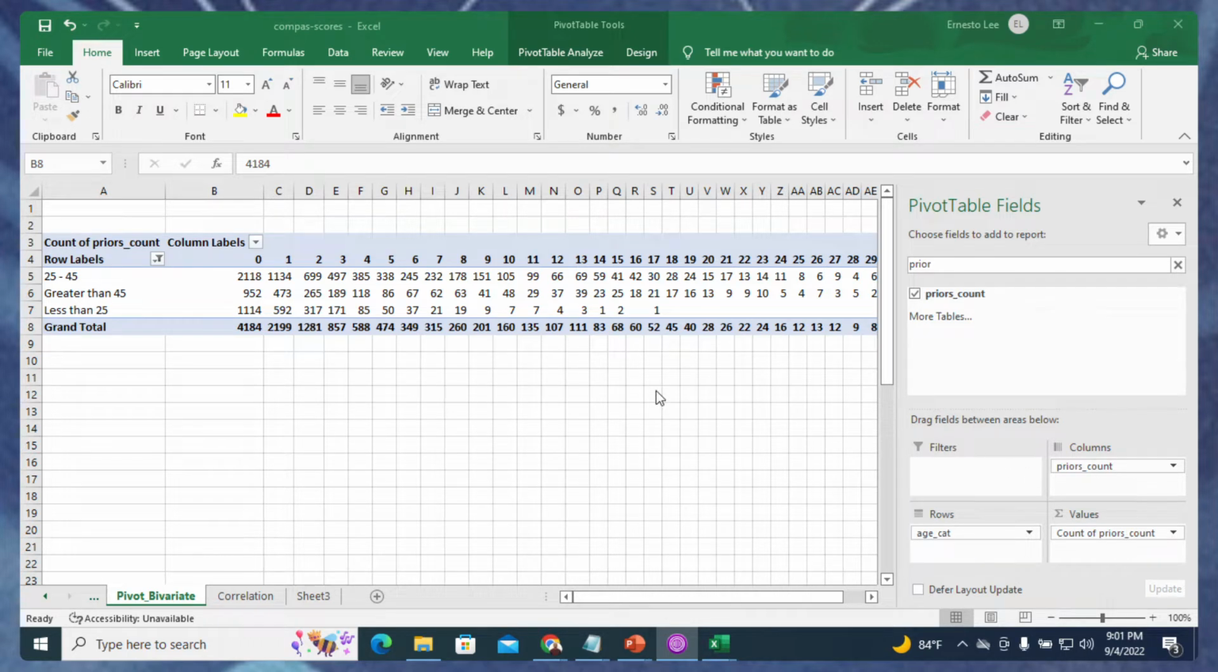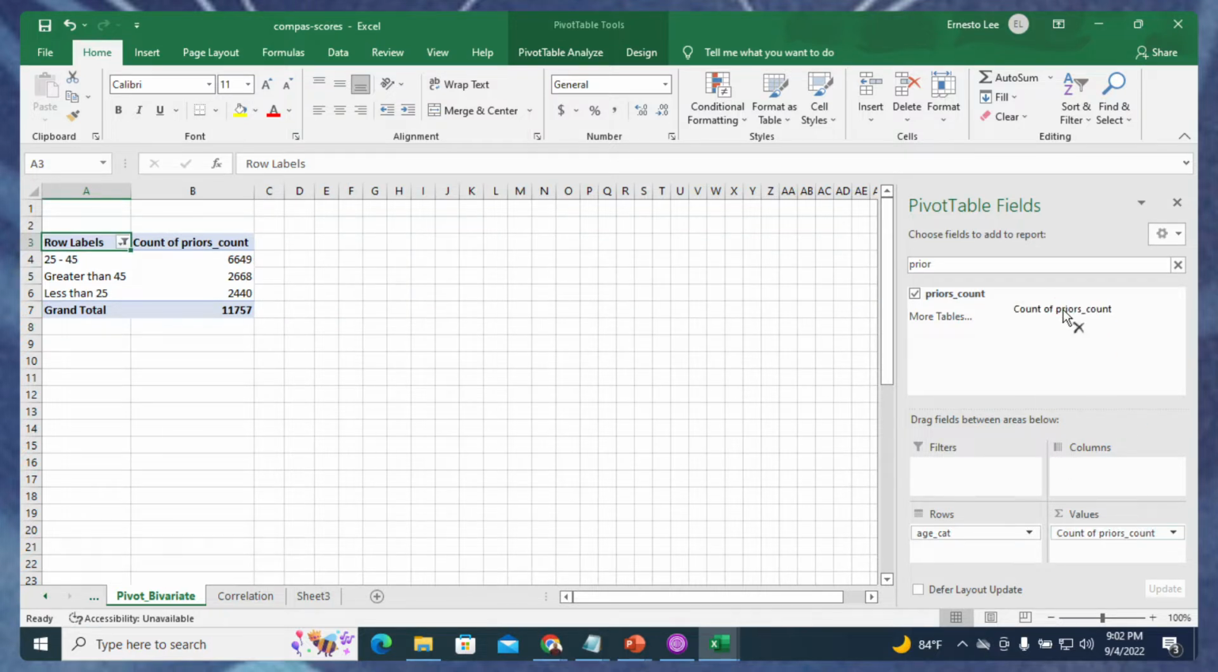Okay, so the last form of analysis that we're going to go over is called multivariate analysis. What a multivariate analysis is, it's basically just, hey, we're going to take a look at multiple features, multiple variables. So let me go back and clear everything in our pivot table for right now.